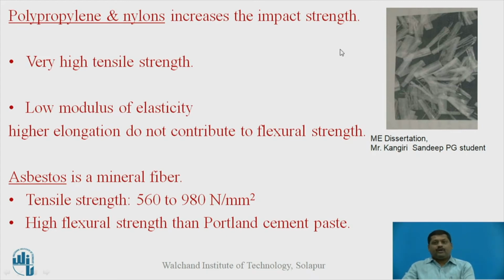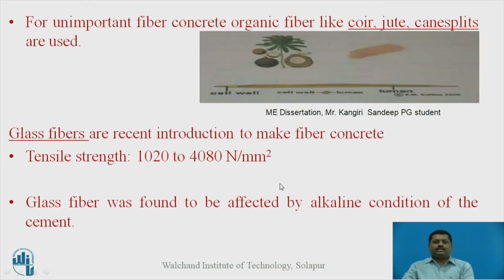But because of the elongation, because its modulus of elasticity is less, definitely there will be higher elongation and it will not contribute to the flexural strength. Now next is asbestos. This is mineral fiber. Tensile strength is 560 to 980 Newton per mm square. So it has got high flexural strength than cement paste.